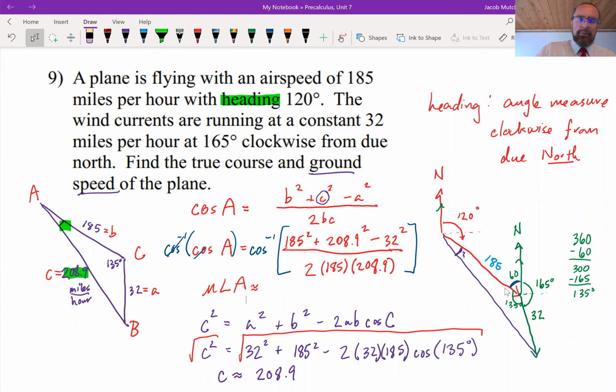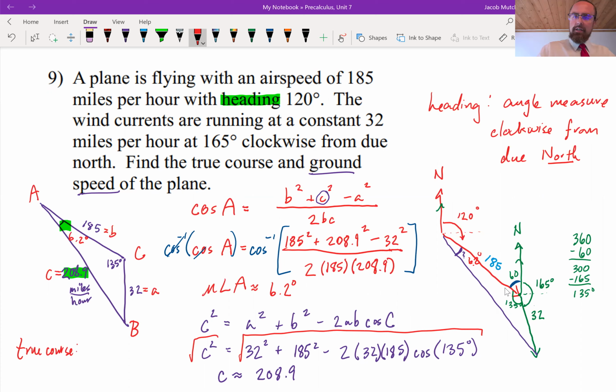So we'll record what we calculated there. The measure of angle A, this upper very small angle, is 6.2 degrees. And I'll put it on the diagram, but what we've got to note is that that's really not what we're looking for to answer the question. We're trying to find the true course of the plane, the heading. So if I return to my original diagram, ultimately what we need to do is add 6.2 to the original 120.